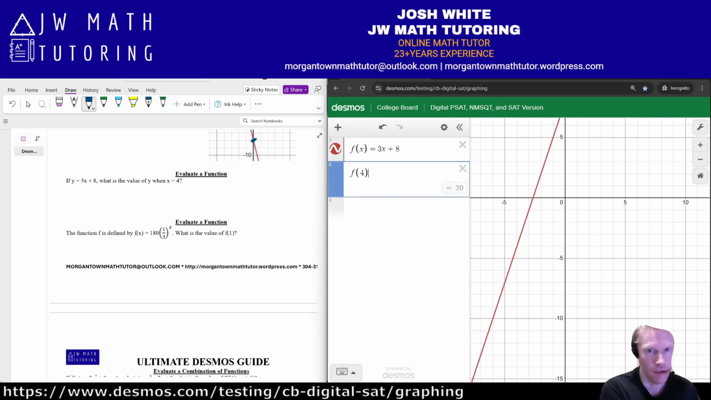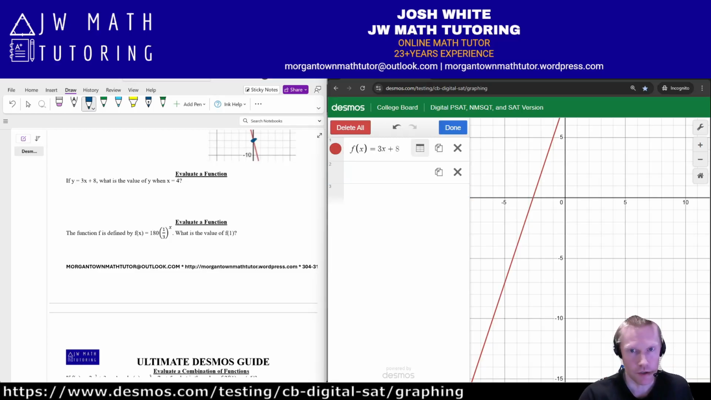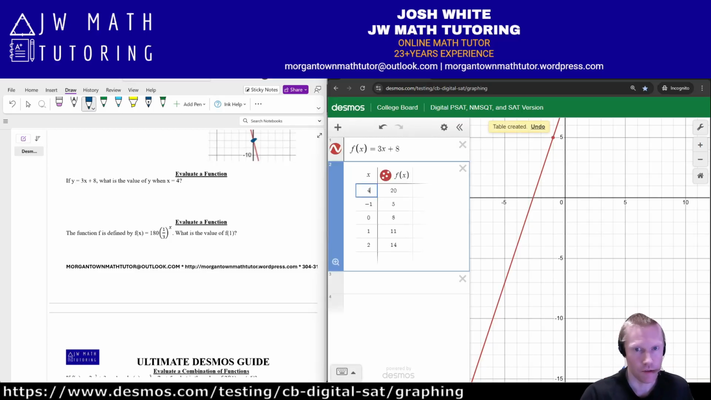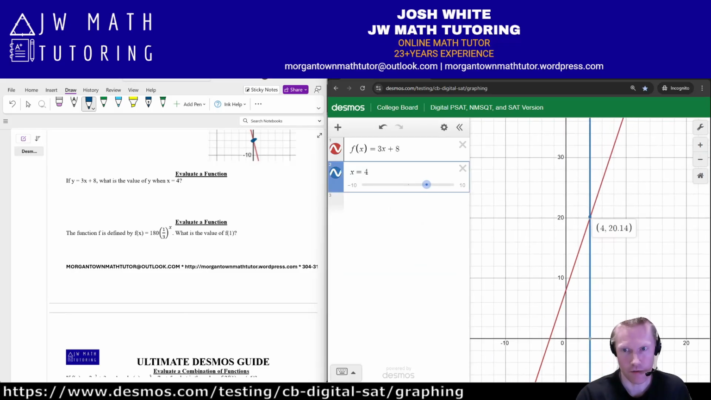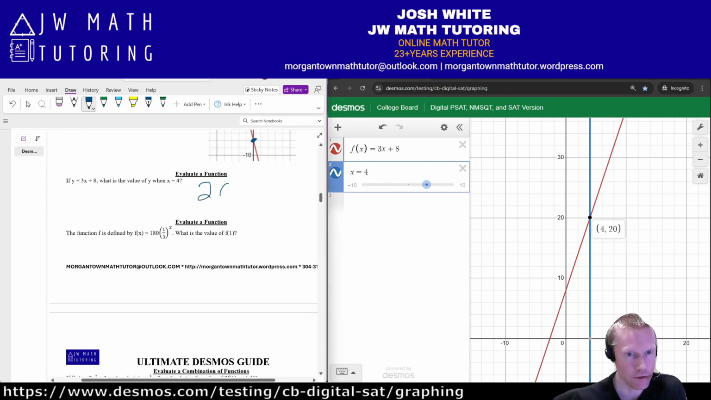Method 1, f of 4 is 20. Okay. Method 2, create the table, type in 4, f of 4 is 20. Method 3, x equals 4. You have to zoom out a little bit, find the intersection point, click on it. Okay, what is the answer? The answer is 20. All right, so those are the 3 different ways that you could evaluate this function and get the answer of 20.